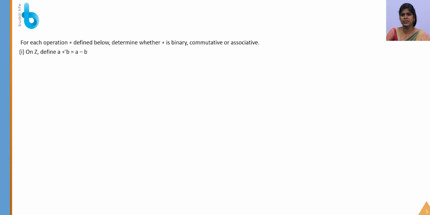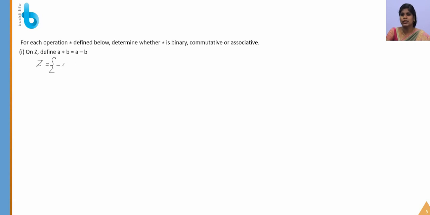Sometimes the question will just say to determine whether the binary operation is commutative or associative, but the operation will not be defined. In that case, you can just write that the operation is not defined and skip the question. So here, we have to check whether it's a binary operation, commutative and associative. First for showing it as a binary operation, we'll take an example and show.